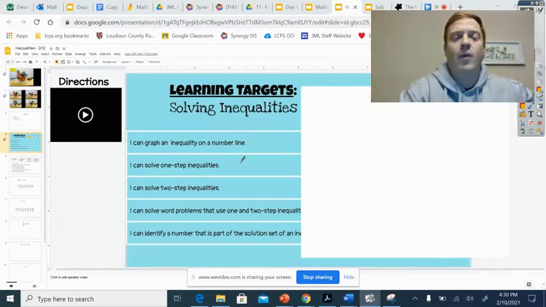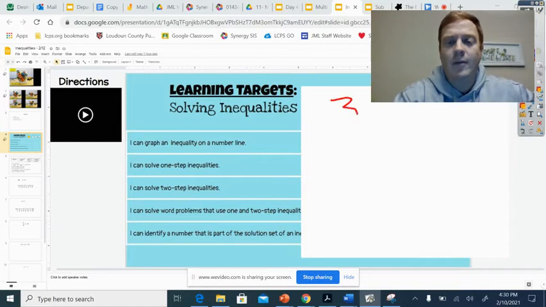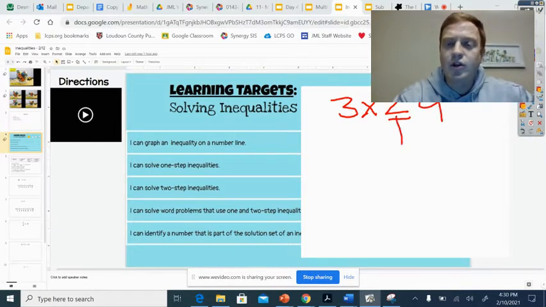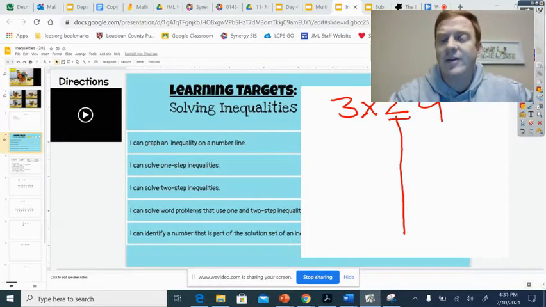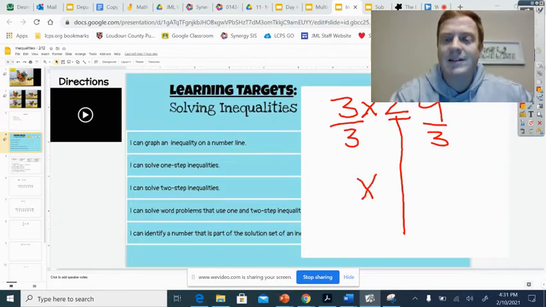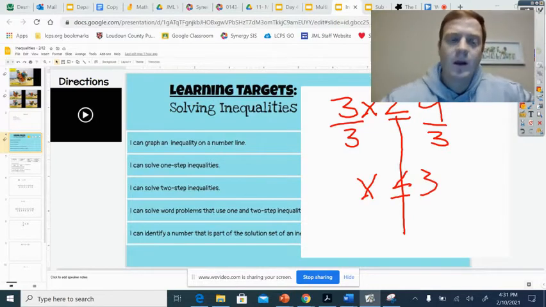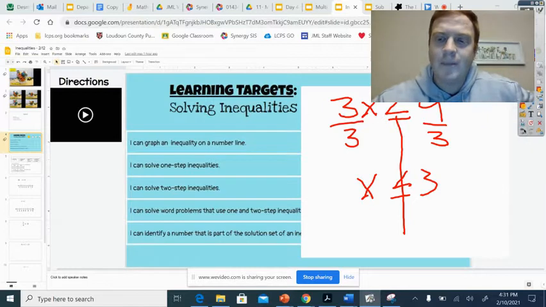You need to know how to solve one-step inequalities. So if I give you a problem like 3x is less than or equal to 9, you need to know that you should put your bar down, and to cancel out this multiplying, you should divide. You'll get x is less than or equal to 3. We'll also practice doing two-step inequalities.